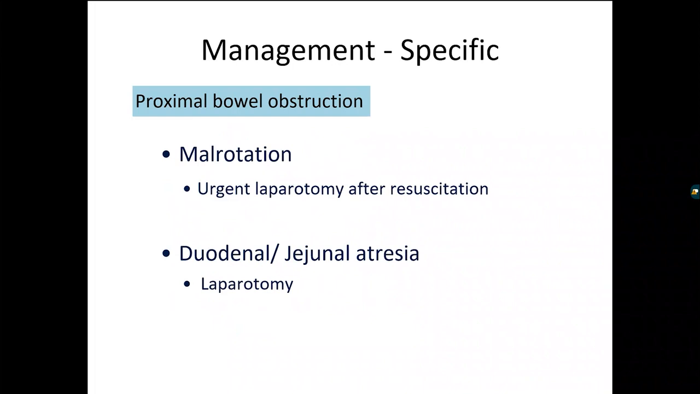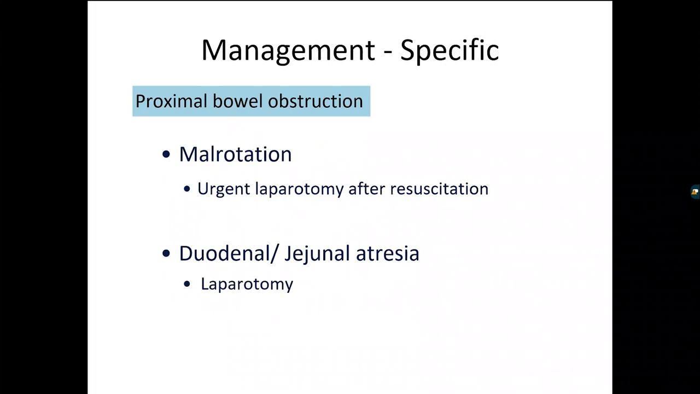So next, we will look at specific causes and their specific management. So starting with proximal bowel obstruction. Supposing you get a baby with bilious vomiting who turns out to have malrotation, which was diagnosed by the upper GI contrast study, then you know that this is a surgical emergency and that baby needs emergency laparotomy for correction. And before that, if there are any features of dehydration or shock, you need to resuscitate the baby. But once you do that, the baby goes to theater for an emergency laparotomy.